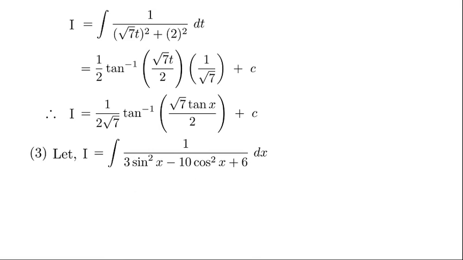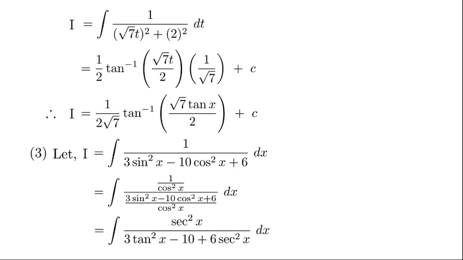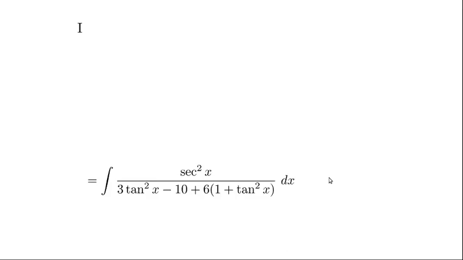So in this case we have got both sin square and cos square. Process is same, divide numerator and denominator by cos square x. So that becomes integration of sec square x upon 3 tan square x minus 10 plus 6 sec square x.